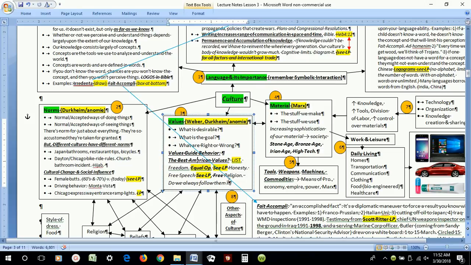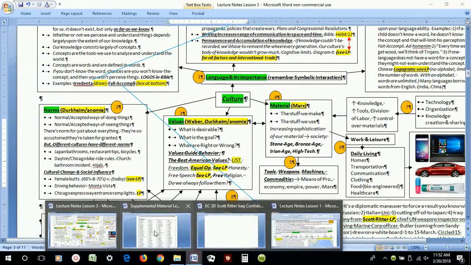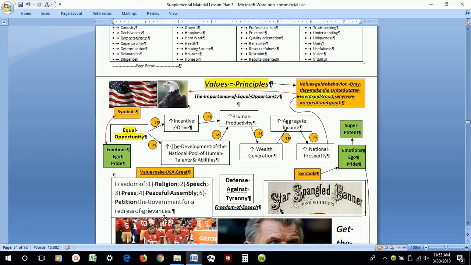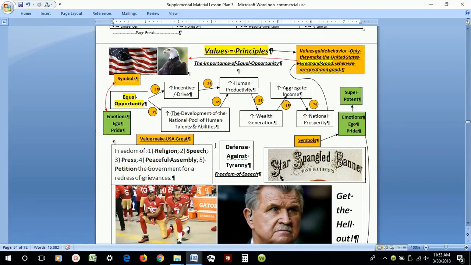Do we always follow these values? Not really, right? We talked about freedom of speech and how people want freedom of speech, right? But if you're saying something that you don't like, they're going to try to shut you up, right? All right. So equal opportunity. Let's take a look at that as an example of why values are important. All right. So importance of equal opportunity here.